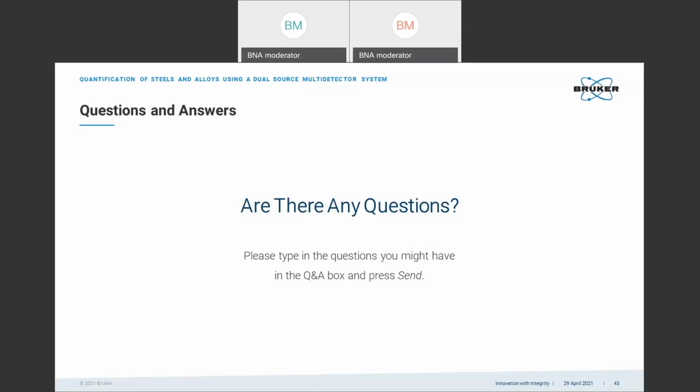For WDS, we need standards. Yeah, it's the only way to quantify. So for qualitative, just a range scan, we don't need standards, but to get some numbers, some concentrations, we need standards. There is no way for a standardless quantification. But for the other techniques, we don't need standards, and we can combine that in a combined quantification. It's not a problem to combine standard-based WDS and standardless EDS or standardless micro XRF. So that's no problem at all with the S3.